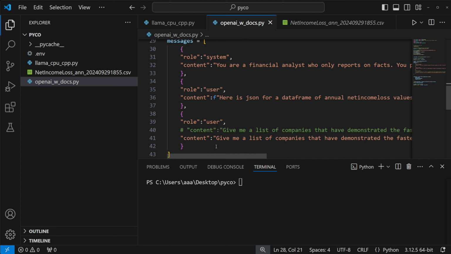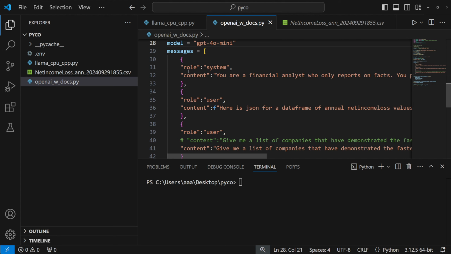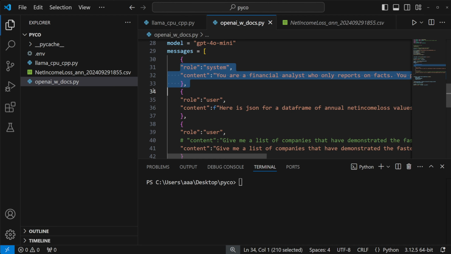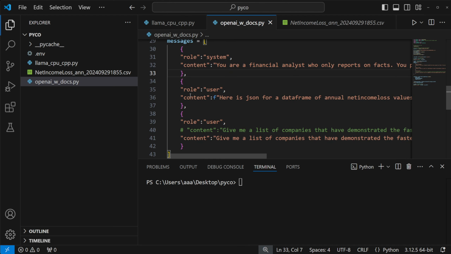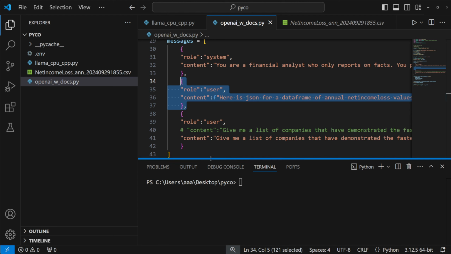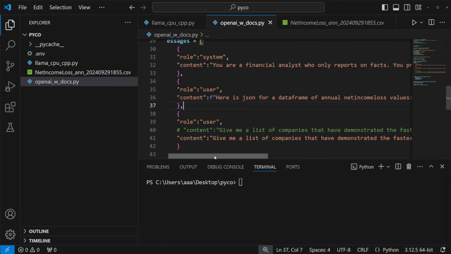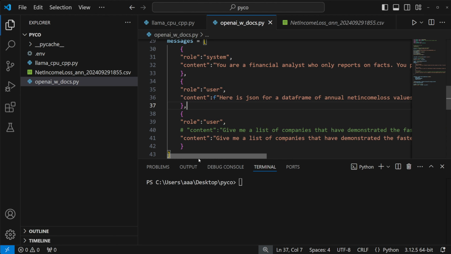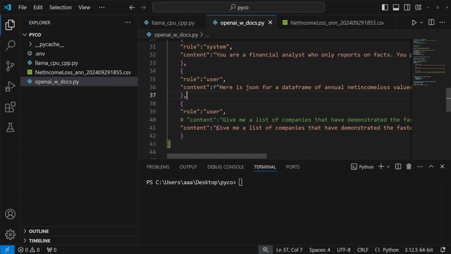Here's a couple prompts that we're going to be looking at. So I'm basically telling the GPT that it's a financial analyst and that it doesn't make up facts. In other words, don't hallucinate, right? I'm giving it the data frame right here. See, it's in the JSON data. And then I ask it questions.